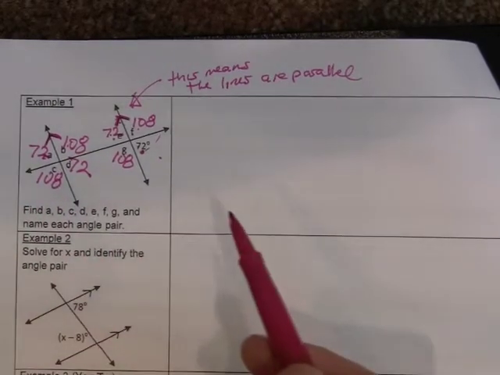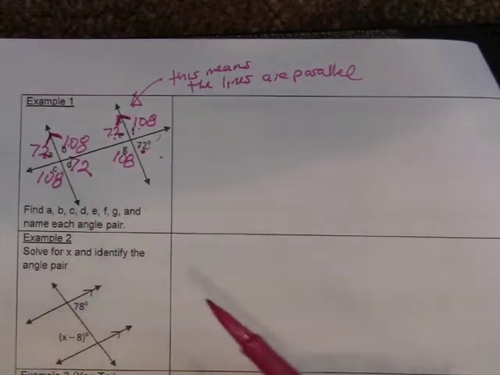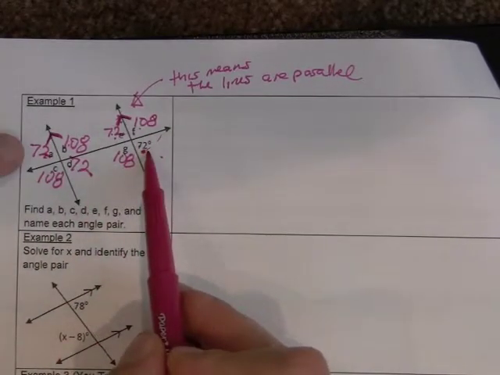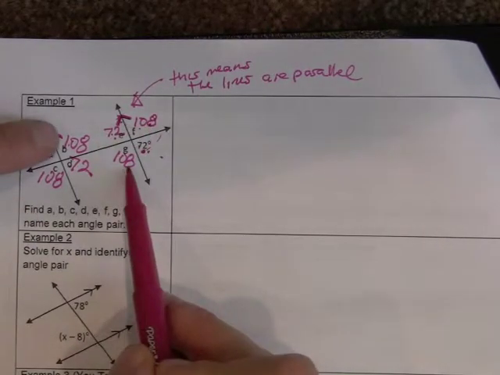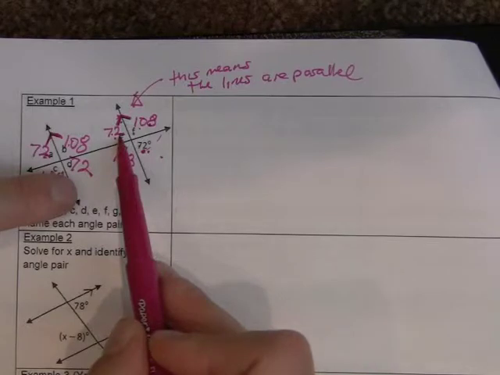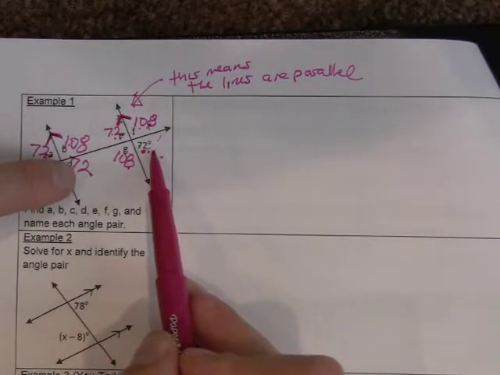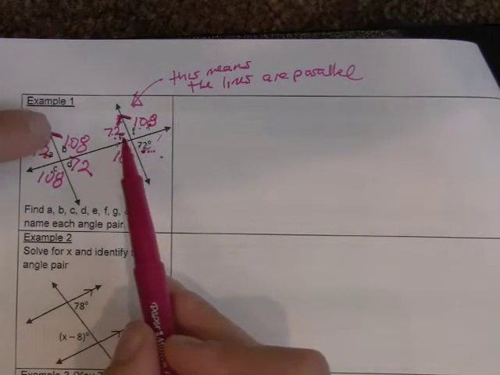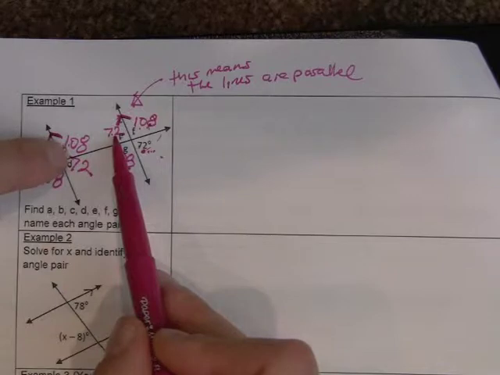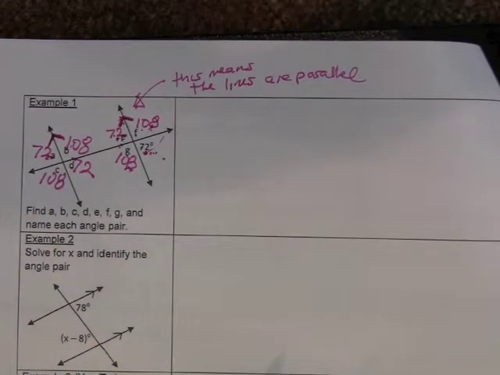Let's look at the angle relationships and make sure that the ones we just learned on the previous page are true. Alternate exterior angles should be congruent, which they are. The alternate interior angles should be congruent, which they are. The corresponding angles should be congruent, which they are. And lastly, the consecutive interior angles should be supplementary, which they are. So we know we did it right.